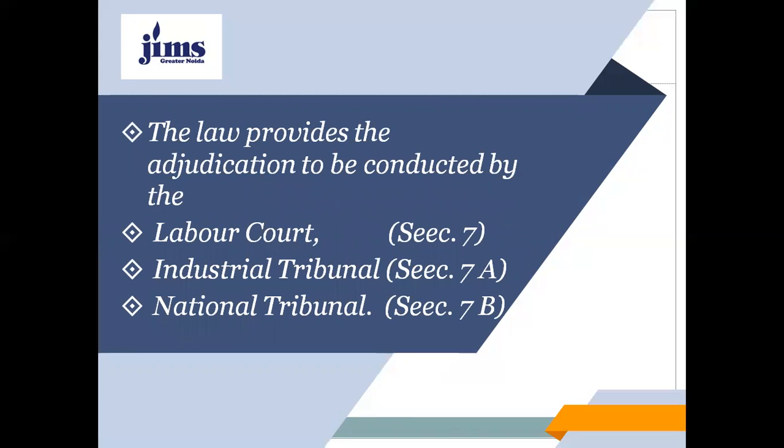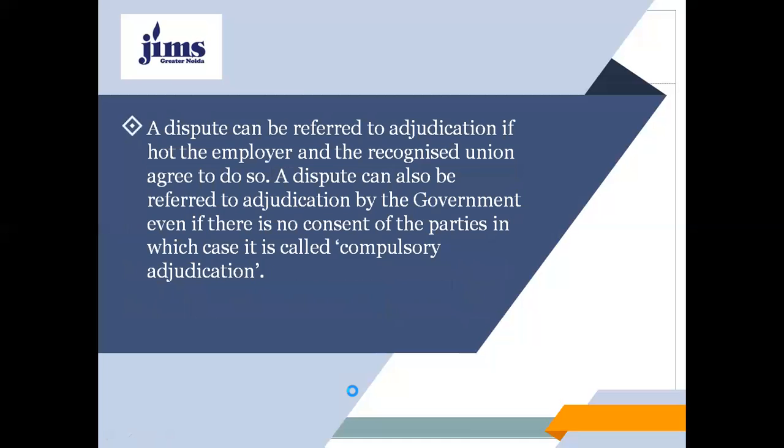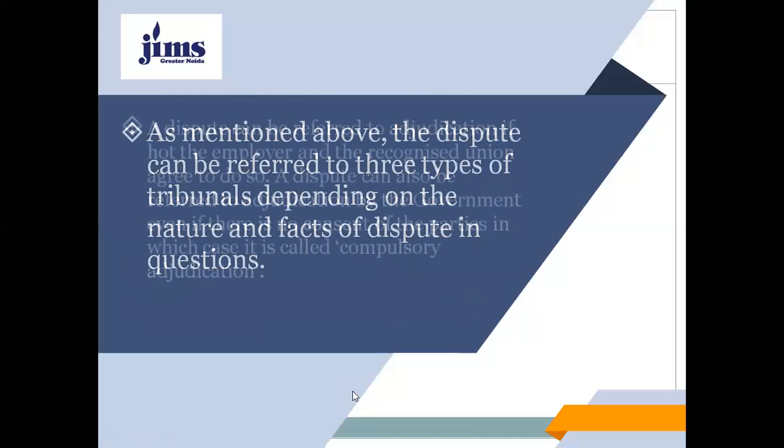The Industrial Disputes Act 1947 provides for the adjudication to be conducted by the Labor Courts under Section 7, Industrial Tribunals under Section 7A, and National Tribunals under Section 7B.